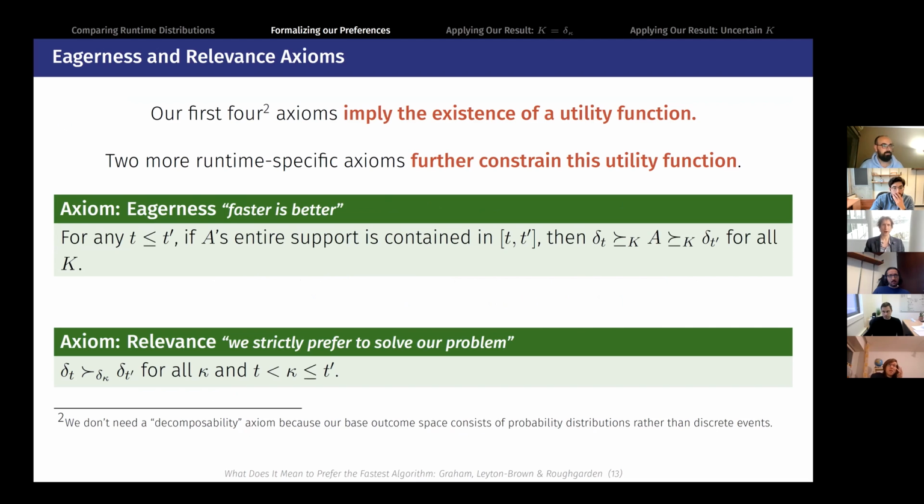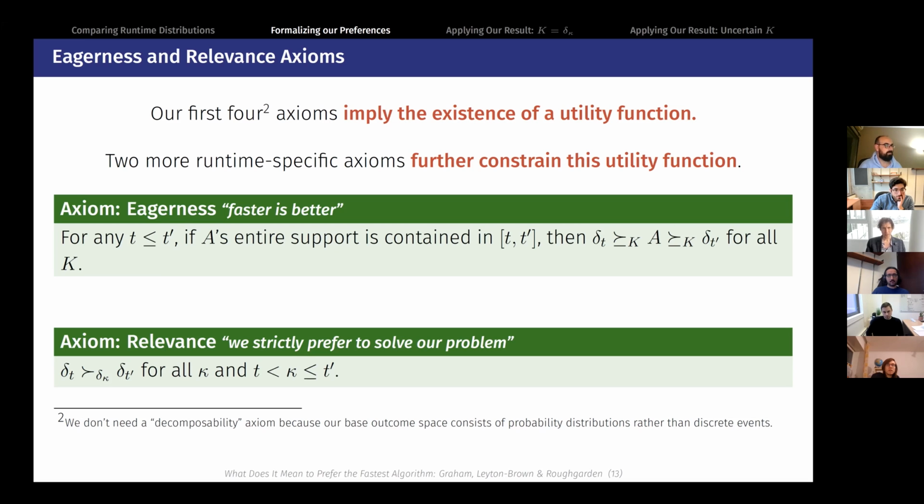If I take these four axioms together, it turns out I'm going to show that they imply the existence of a utility function. They imply that I must have some kind of utility over algorithm runs. There are two more axioms that I want to assert to you that are going to further constrain this utility function and make it make more sense in the case of runtime. The first we call eagerness, and basically the intuition here is that I like fast runs at least as well as I like slow runs. I'm never happier by waiting longer for a run to complete.